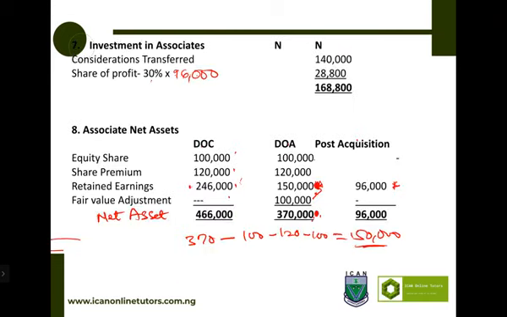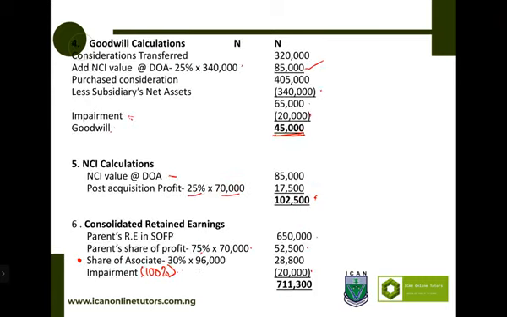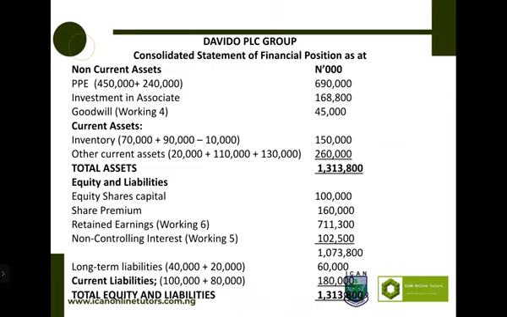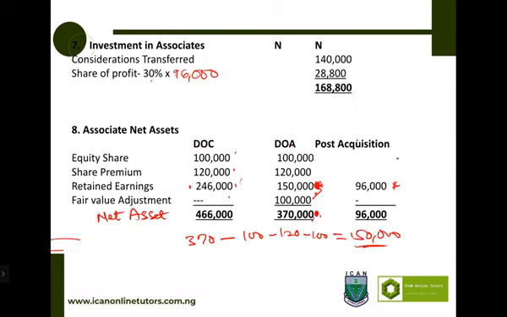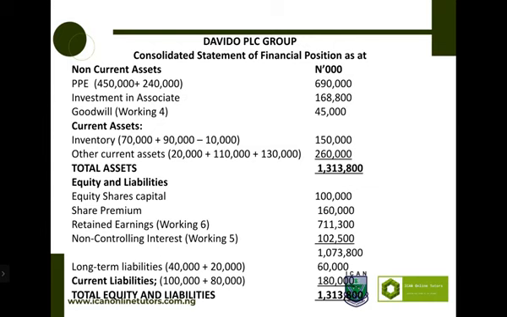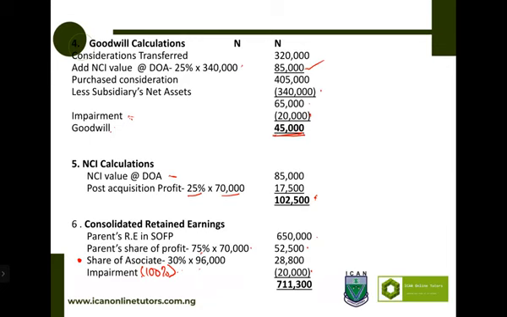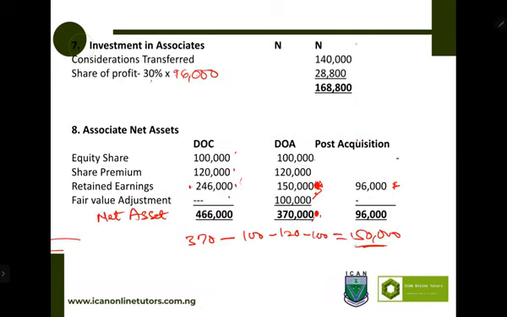Having done that, we are done with all the necessary adjustments. And the next thing for us is just to consolidate, just as we can see on our screen. To consolidate, you have PPE. You are not consolidating that of the subsidiary. The subsidiary is to account for the investment using the equity method, which is this. This is the equity method of IAS 28. This is what has not been accounted for.